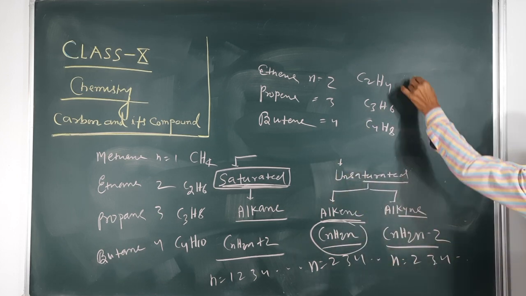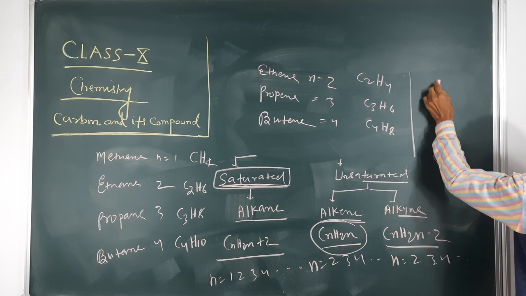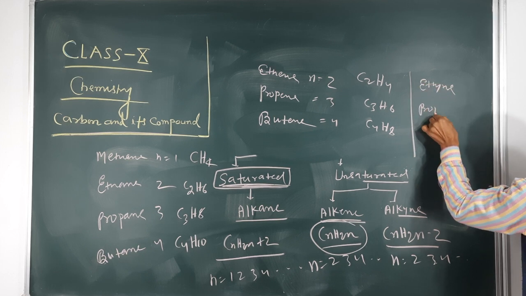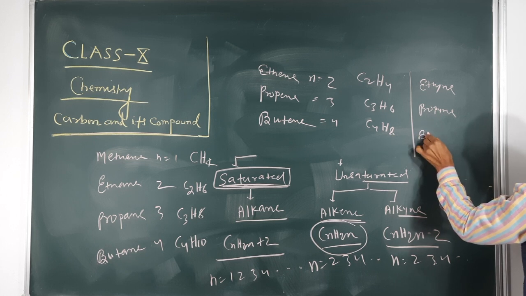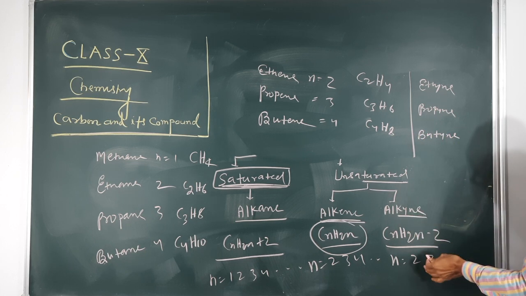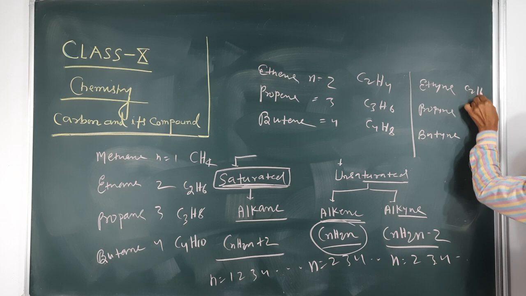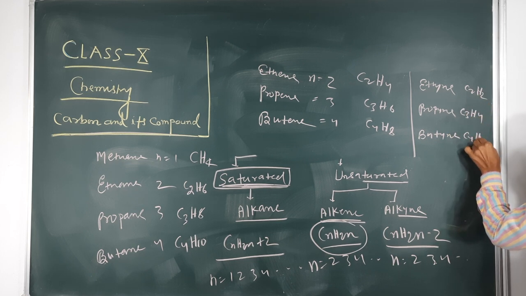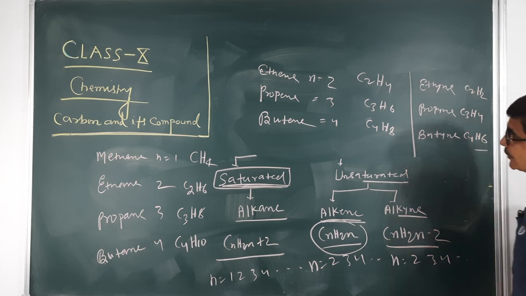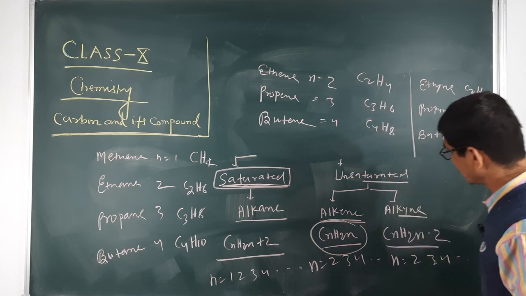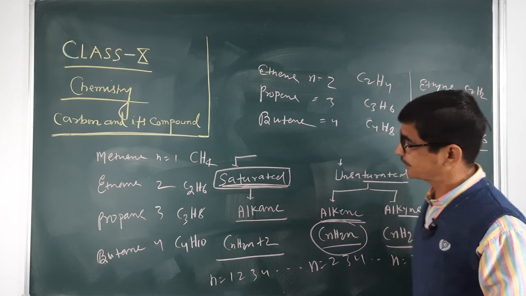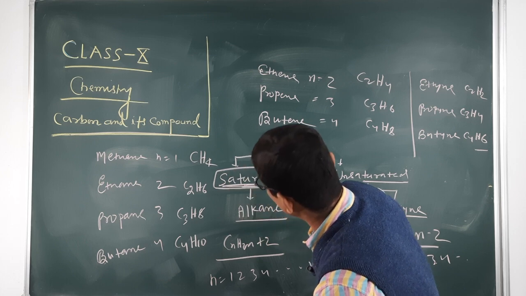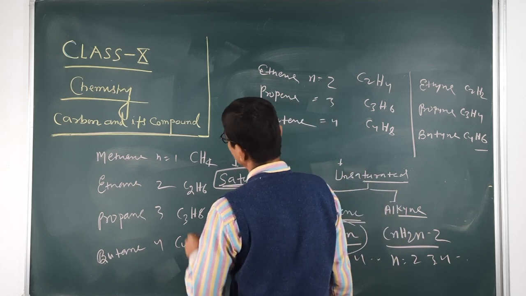In case of alkyne: ethyne, propyne, butyne. So n equals 2, so C2H2, C3H4 and C4H6. So this is the way for calculating molecular formula of saturated and unsaturated hydrocarbons. Now, one more important term here, homologous series.